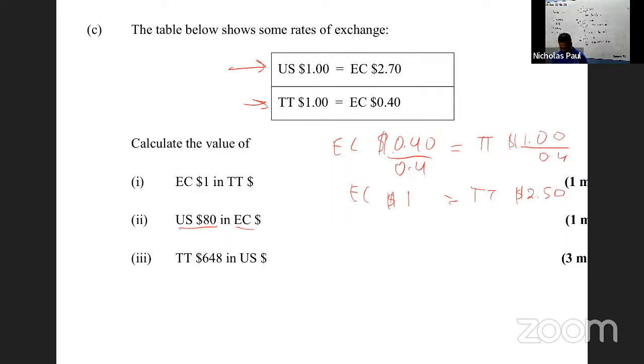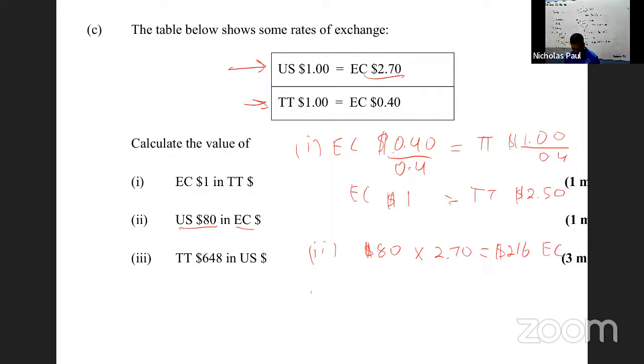I know that one US is 2.70 EC. So 80 US will be 80 multiplied by 2.70 in EC. How much is that? 216. 216 EC.